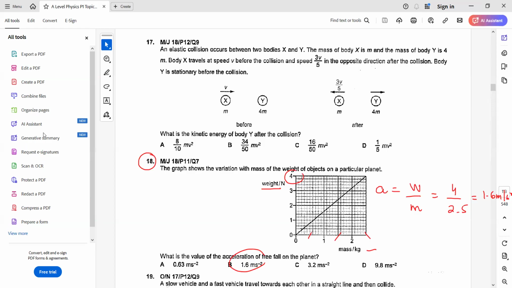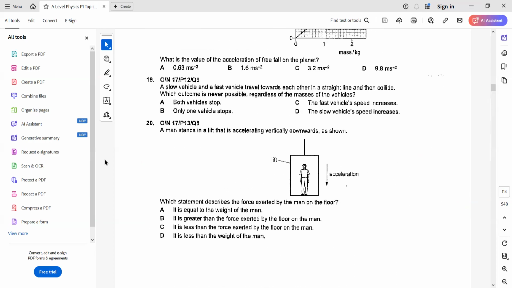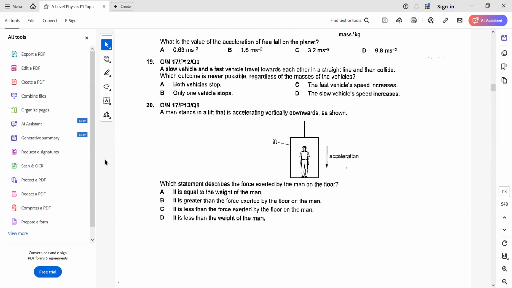Okay. Then, well, these are action reaction questions. So let's try them anyway. So 19 is basically going to be a slow vehicle and a fast vehicle traveling towards each other in a straight line and then colliding. Okay, slow vehicle and fast vehicle. They are coming towards each other. Okay, and then they collide. What outcome is never possible?